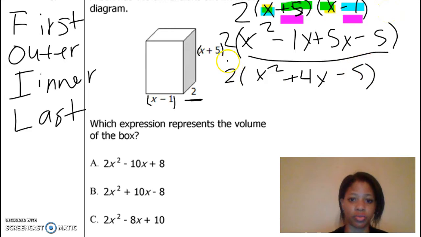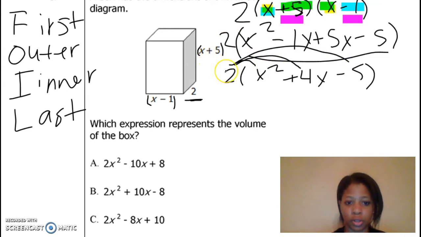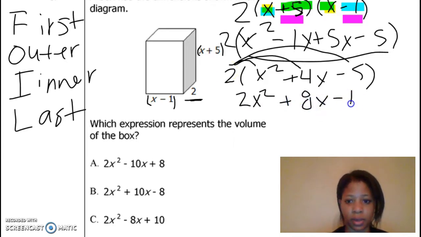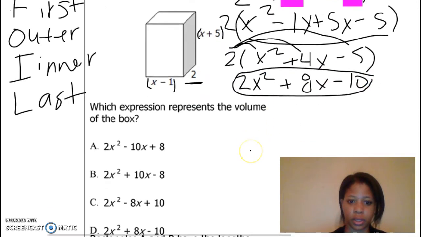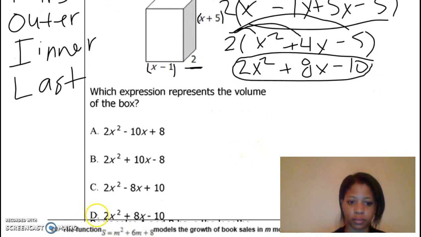And last, now this is regular distribution. So I'm just distributing this 2 to everything inside. So 2 times x squared would be 2x squared. 2 times 4x would be positive 8x. And 2 times negative 5 would be negative 10. So your answer is just going to be exactly what you have here, which should be D.